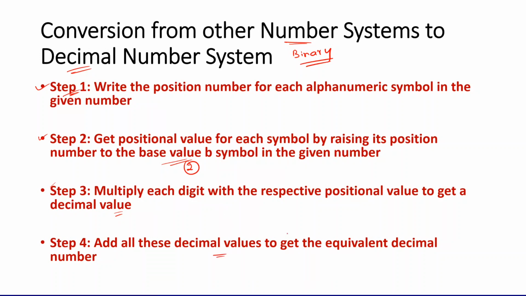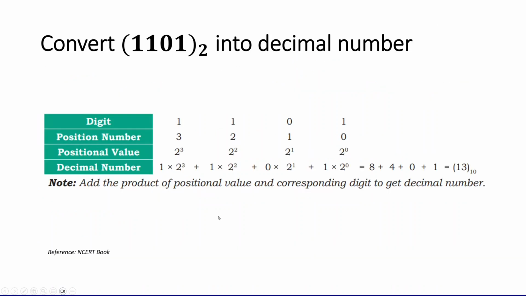Don't worry about the steps. Just go through them, pause the video and try reading this. Once you understand the actual hands-on way of implementing these steps, you will easily correlate. Let us move on. This is one of the examples given in your NCERT board book. Convert 1101 base 2, which is a binary number, to an equivalent decimal number.